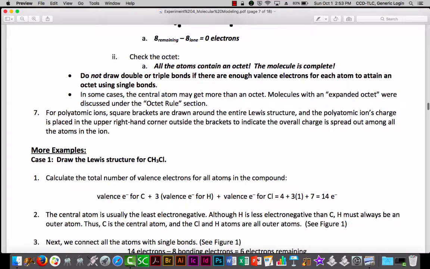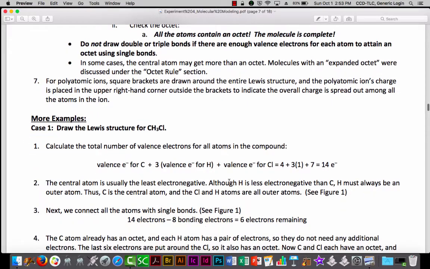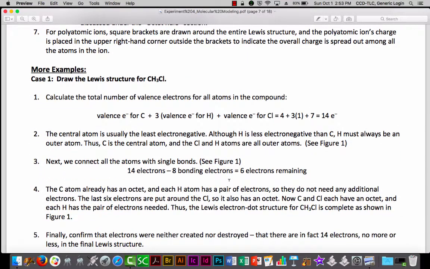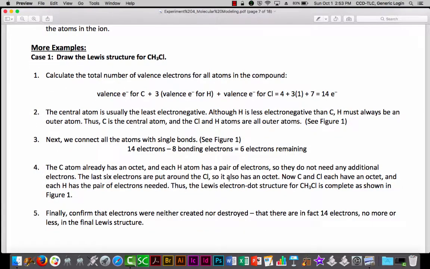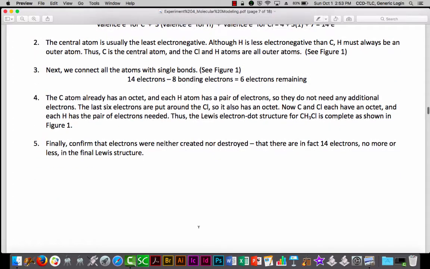For polyatomic ions, square brackets are drawn around the entire Lewis structure. And the polyatomic ion's charge is placed in the upper right-hand corner outside the brackets to indicate the overall charge is spread among the atoms in the ion. So this example walks you through how to draw the Lewis structure for CH3Cl. You should go through this yourself and make sure you can do this.